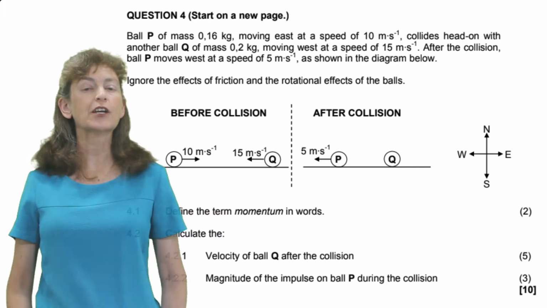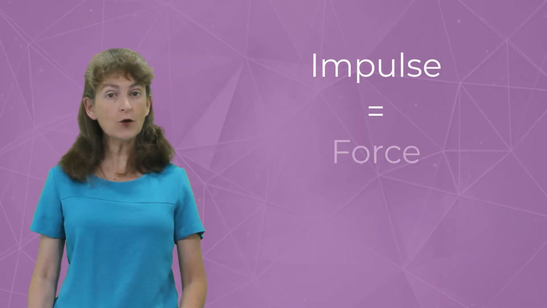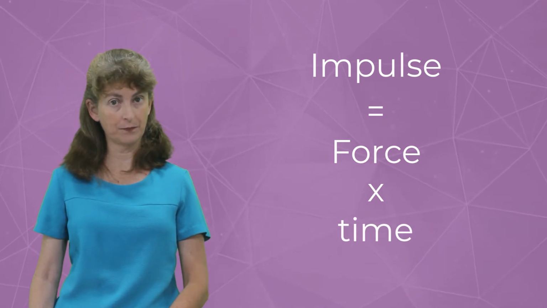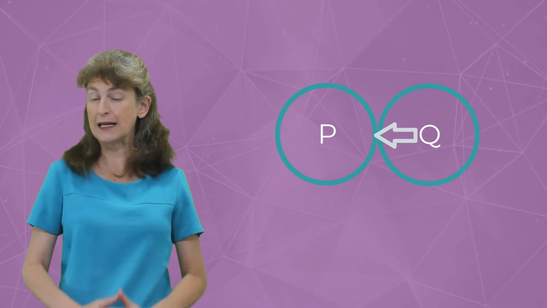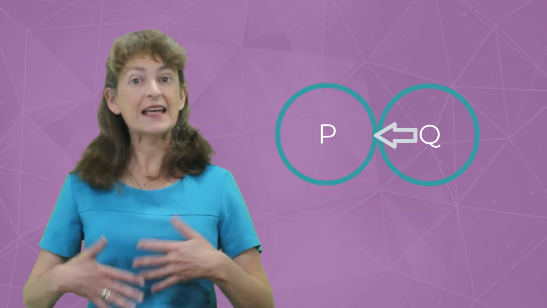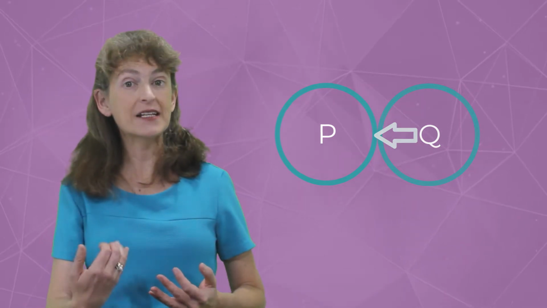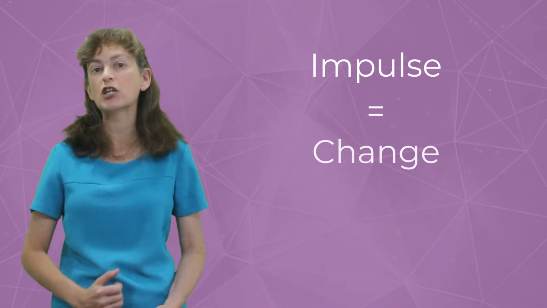Now we are asked to calculate the magnitude of the impulse on ball P during the collision. Impulse means force multiplied by period of time. We know that Q pushed, exerted, a force on P for a period of time, the duration of the collision. That impulse which Q exerted on P is what caused P to undergo a change in velocity and therefore a change in momentum. In fact, the impulse that P experienced equals P's change in momentum.